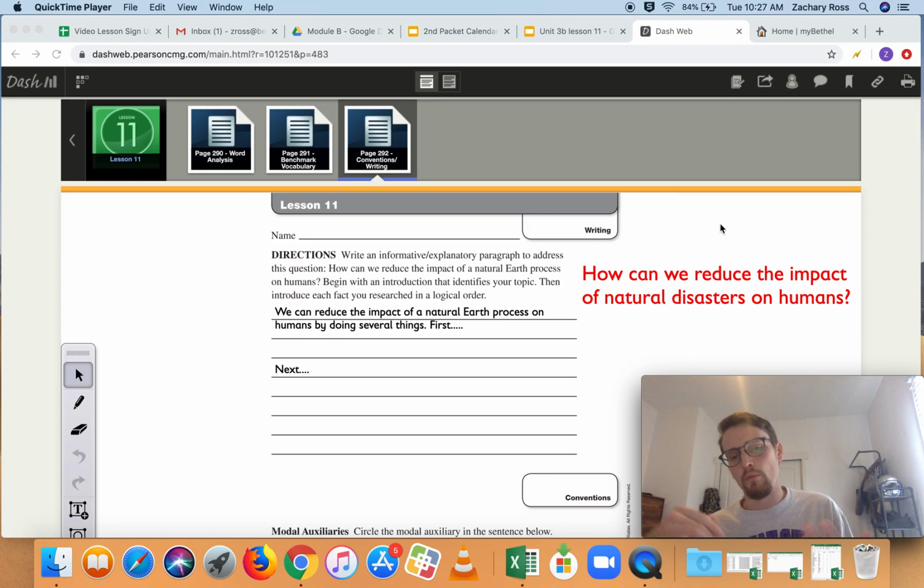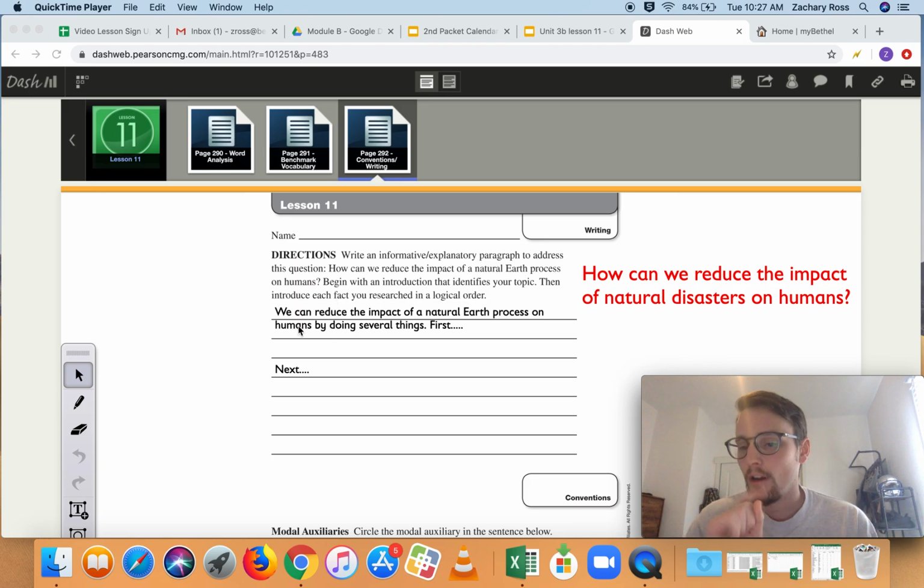So how can we reduce the impact of an earthquake on human lives or human population? How can we reduce the impact of a tornado, volcanic eruption, tsunami? How can we reduce the impact of those things on humans? That's what the text here means when it says a natural earth process. Natural disaster is the exact same thing as a natural earth process.